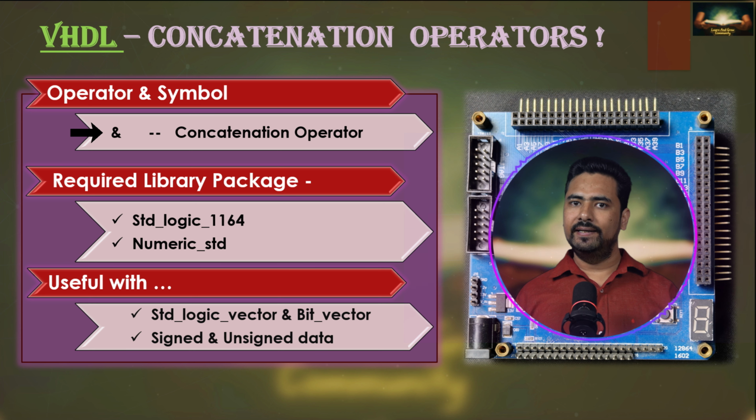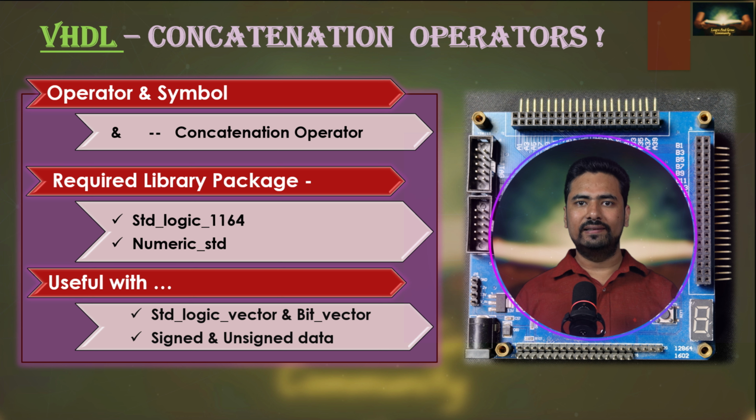It is the ampersand sign. On the US keyboard, it is Shift plus 7 key. In VHDL, this is the concatenation operator, and this allows you to create a large array from two or more smaller arrays or elements. Physically, you can think of concatenation as merging two datasets to create a larger one. Simple. You can use this operator with the std_logic_vector data type or bit_vector data types. And you can also use this with signed and unsigned data.